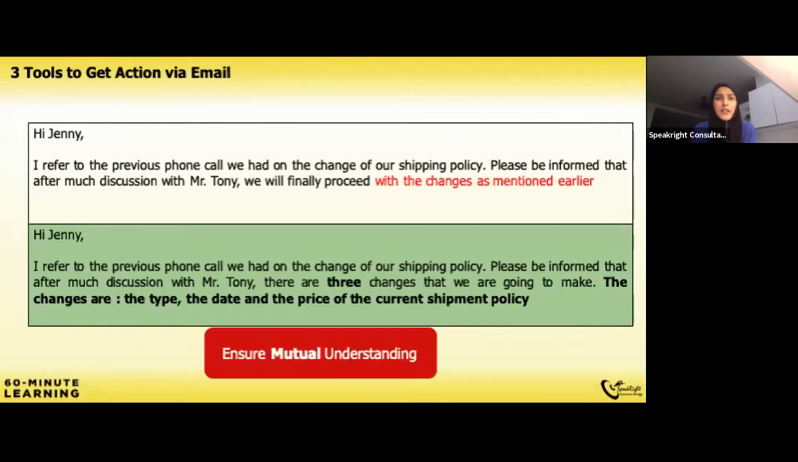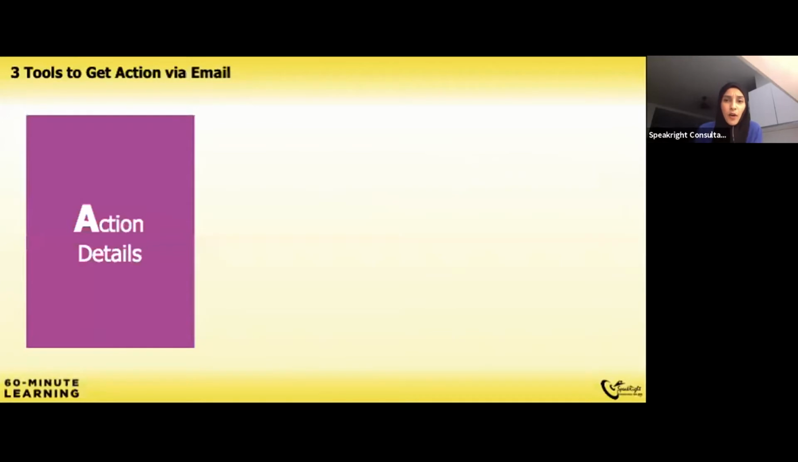Now, the second point here is to have action details. This comes to the second point, which is A, from M-A-T. A stands for action details. Clearly written action details save the receiver's time.